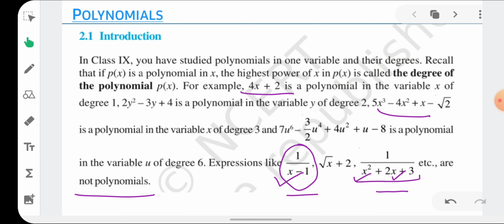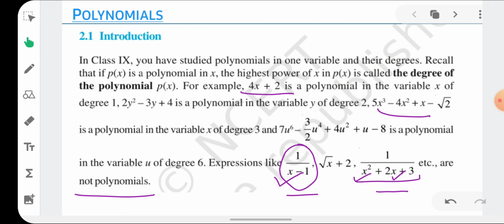So a polynomial is of one variable and a polynomial has degrees. If there is a variable and there are degrees, it will be known as a polynomial. We have understood this with the help of so many examples. We have also understood why some expressions are not polynomials.